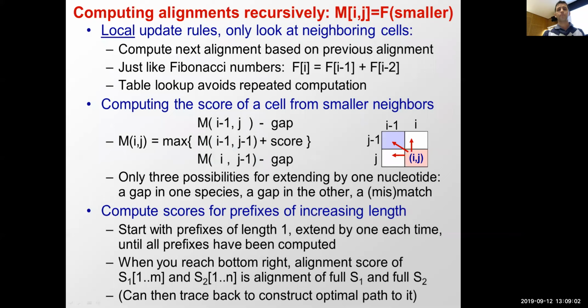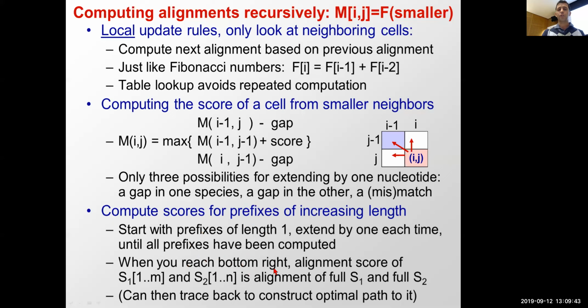So the key was that we were only using local update rules, just like in the Fibonacci example, to basically compute the maximum alignment score of the prefix all the way to i and the prefix all the way to j, using the maximum of three options. The first is to extend both sequences by one and then base it on that score plus whatever score I get from extension, or base it on that score plus the gap penalty, or that score plus the gap penalty. Okay? And we were computing these scores for prefixes of increasing length, and then when we reach bottom right, we could then trace back to get the optimal solution.